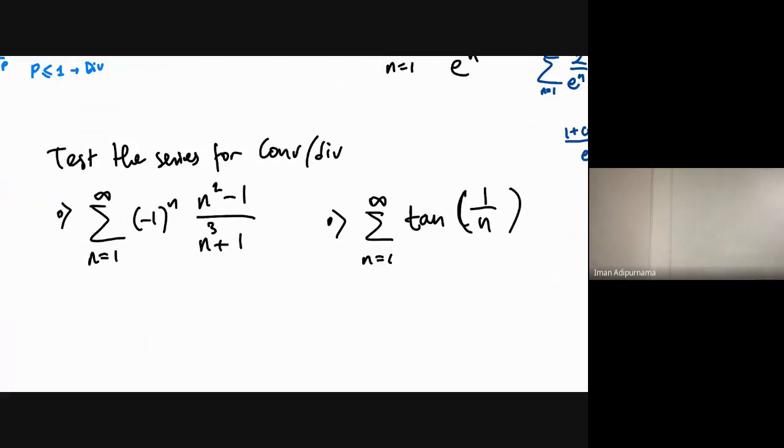Yeah, and then like I said before, what kind of convergence? Is it absolute or conditional? Why? And you need to prove it with mathematics. You cannot say convergence with just words. You need to prove that. This one.